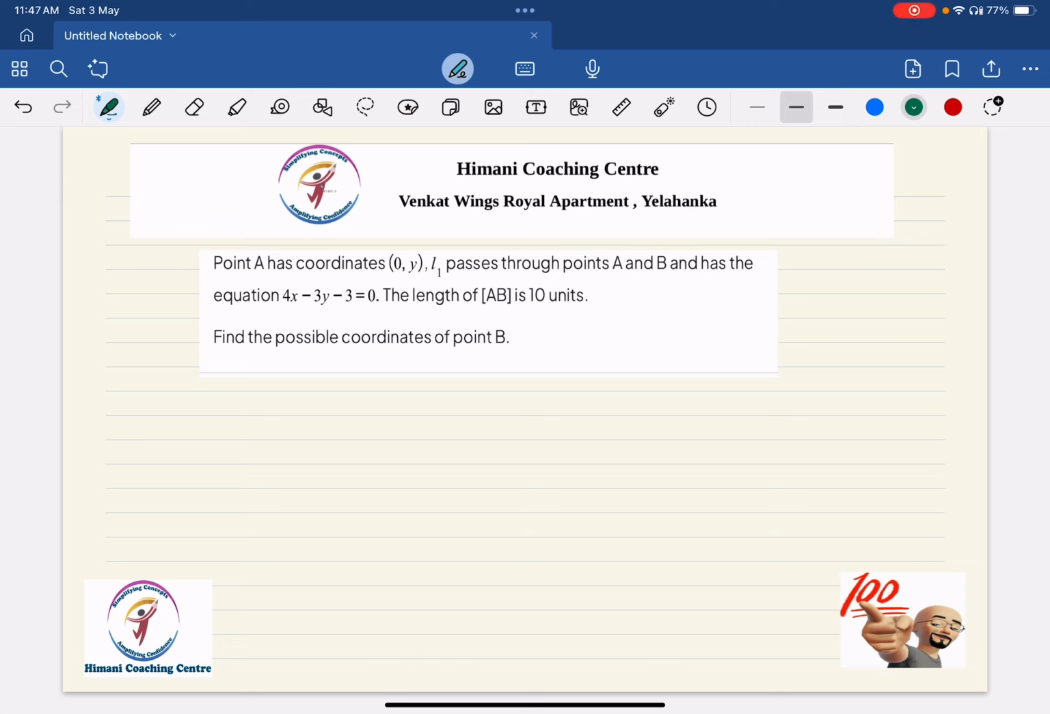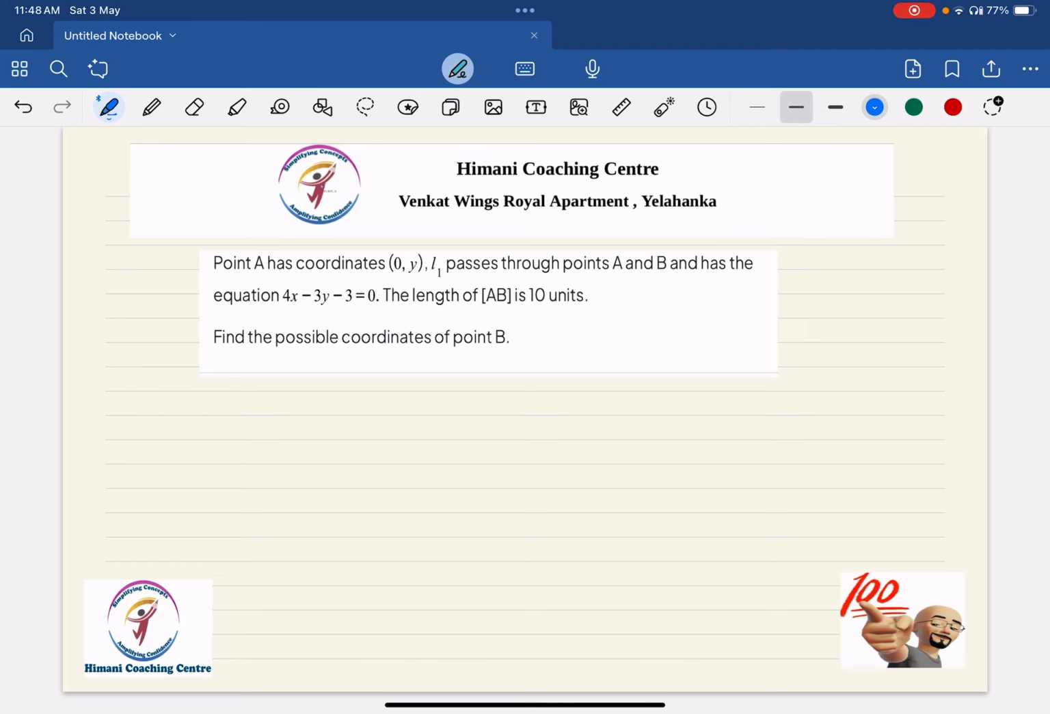Now let us look at this question. Point A has coordinates (0, y). L1 passes through points A and B and has the equation 4x minus 3y minus 3 equals 0. The length of AB is 10 units. Find the possible coordinates of B.